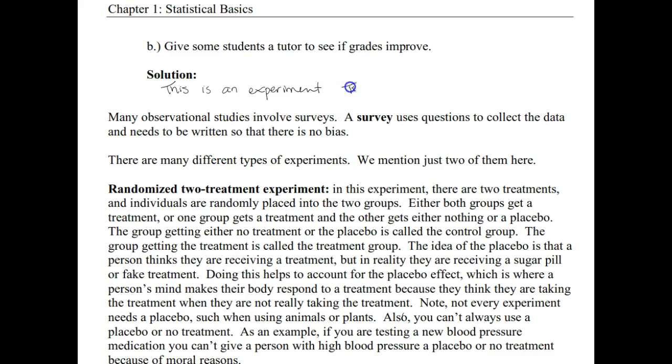And the tutor is the treatment that some students got and some students did not.